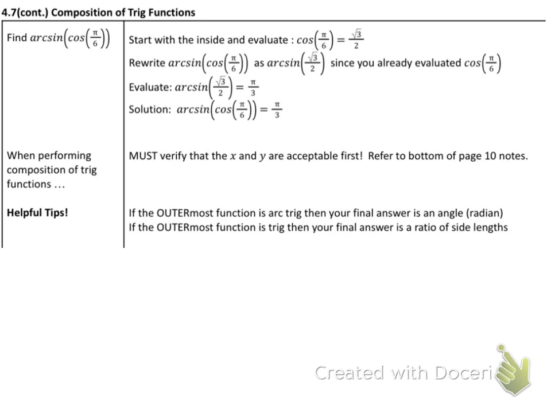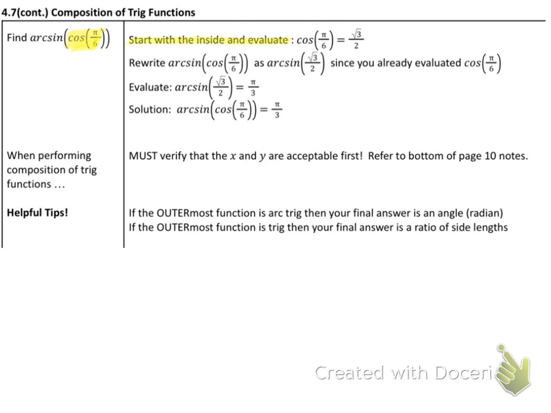So this kind of goes back to what we did in Integrated 3, where you had to do f of g of x. Now, the thing is, you got to start from the inside and work your way out. So let's say we wanted to find arc sine of cosine of pi over 6. The first thing you're going to do is the thing inside, cosine of pi over 6. So start with the inside and then evaluate.